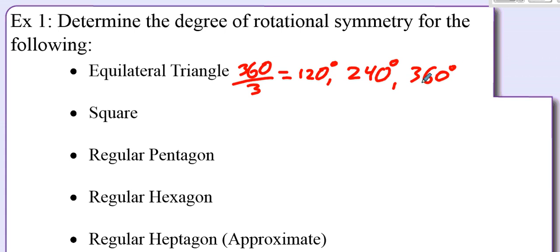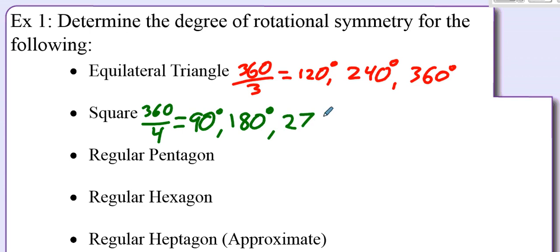So sometimes the 360 degrees won't even be written because it's not special. A square's got 4 sides, so you do 360 divided by 4. That's 90. Now if you turn it the second time, that'd be another 90, so that's now 180. If you turn it another time, that's another 90, so that's 270. And if you turn it another time, that's another 90, which is 360. Like I said, sometimes the 360 is not written out.